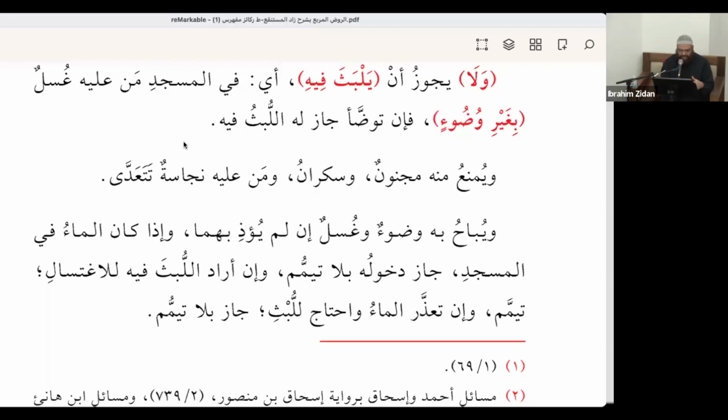We're still talking about the one that has to take a shower. وإذا كان الماء في المسجد, if the water is in the masjid and this person has to take a shower, right? So the water is in the masjid. جاز, it's permissible. دخوله, the junub, for example, the one that has to take a shower. It's permissible for him to enter بلا تيمم, without making tayammum.